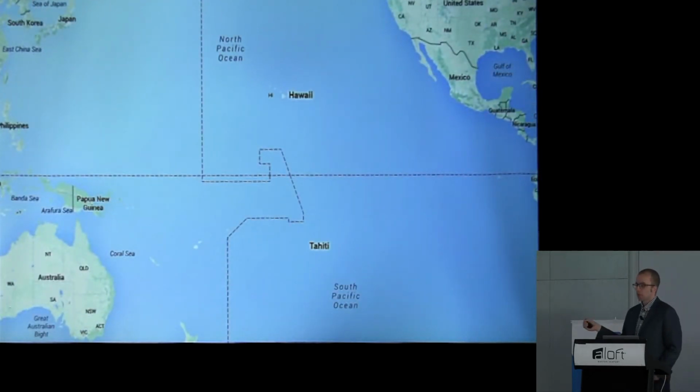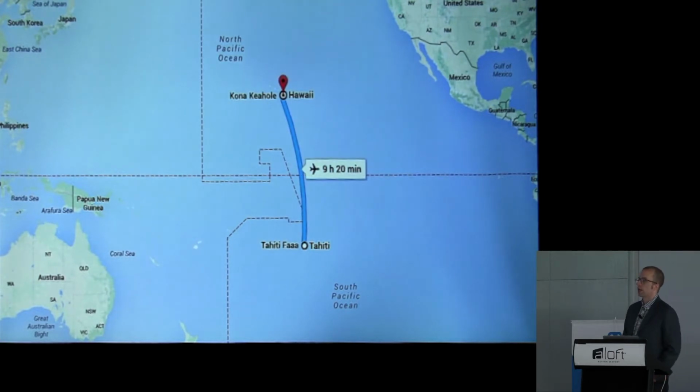and Tahiti. Now, those two points on the Pacific Ocean are separated by some 2,500 miles, and if you or I were to fly between those points, it would take about 10 hours to cross that distance, and the Hokulea did it in 30 days.